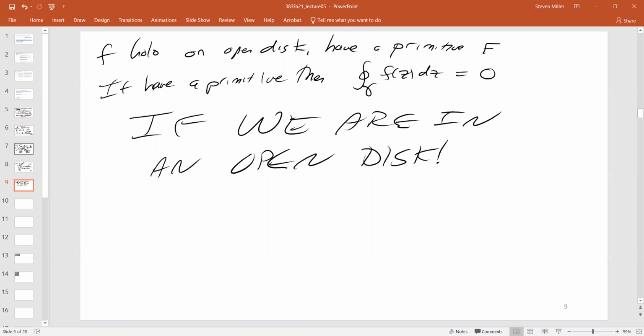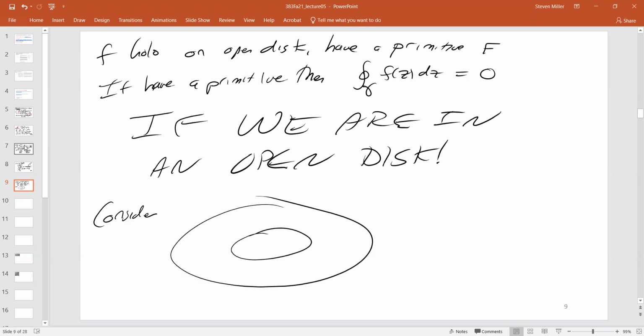So the question now is, for what other spaces? What if we consider something like this? So we don't have the interior. Do we have a primitive here? Yes. We try and stick together a bunch of primitives. So this is one of the things that you can try to do: we can take disks like this that have an intersection and just stitch it around like this as we go.